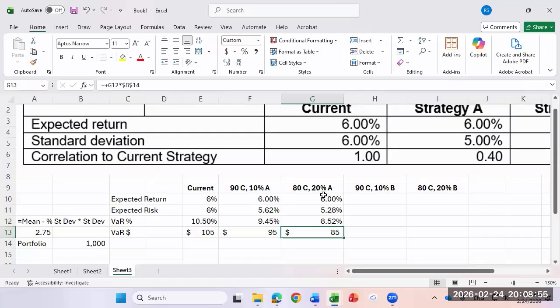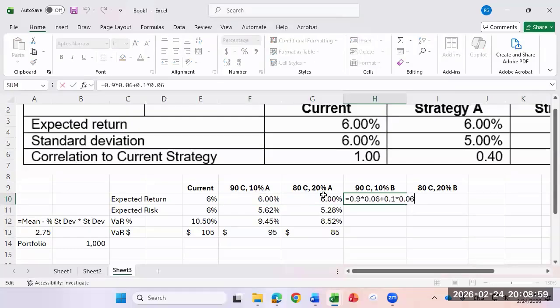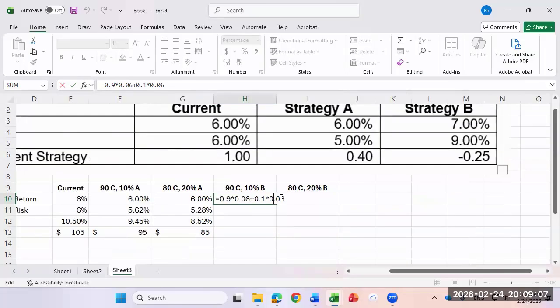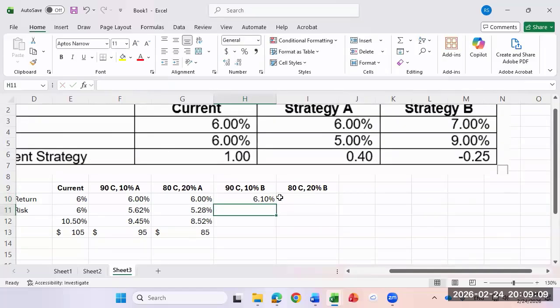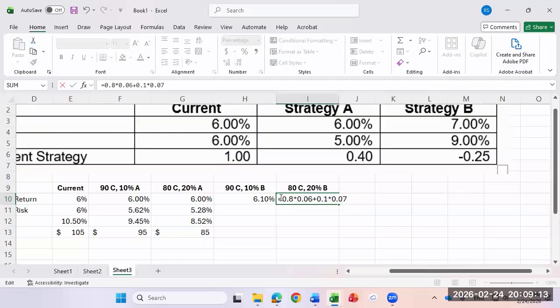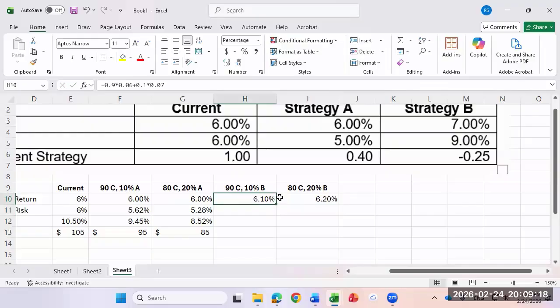Then when we get to strategy B, the return is going to be real similar, 90% times 6%, but strategy B has an expected return of 7%. So our return is going to go up. And if we put 80% in there, it goes up even more. So that's good. What about the risk?